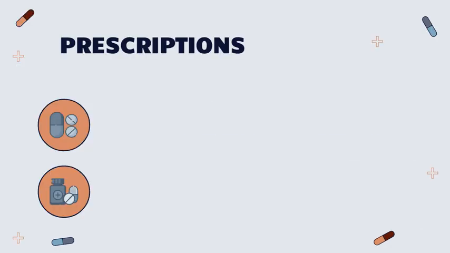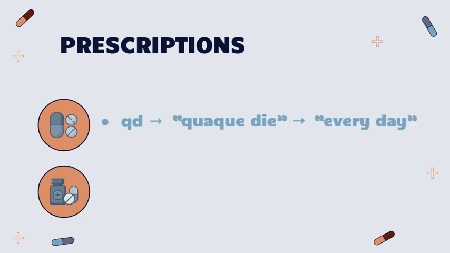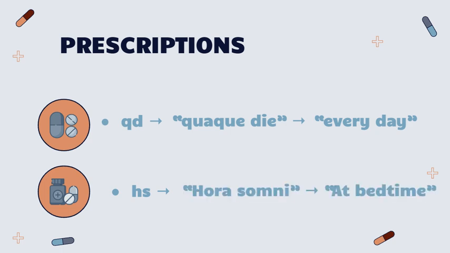In addition to the commonly used RX on the bottles, dosages assigned by your doctor are shown through Latin abbreviations as well. Here are a few examples. QD is an abbreviation for the Latin phrase quoque die, which in English means every day. Another great example would be HS, which is an abbreviation for the Latin phrase ora somni, which means at bedtime.